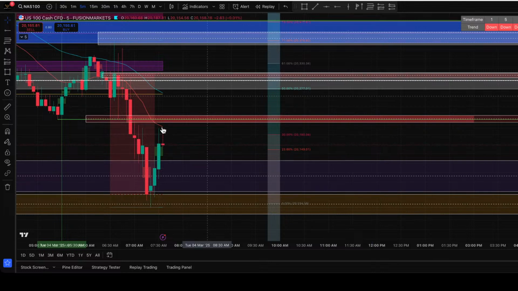Let's see if we get a reaction from here or if we tap into this zone. Still waiting for this zone though. Let's see. Remember, if it's unable to get up into this fair value gap, which is the first presented fair value gap of the range, that means we're extremely bearish.